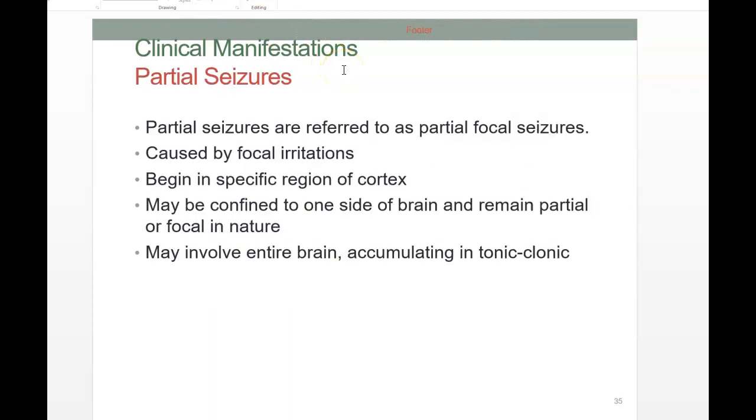Clinical manifestations of partial seizures. Partial seizures are also referred to as focal seizures, and they are caused by focal or local irritations. They begin in specific regions of the cortex. They may be confined to one side of the brain and remain partial or focal in nature, but some may involve the entire brain and progress into a tonic-clonic seizure.